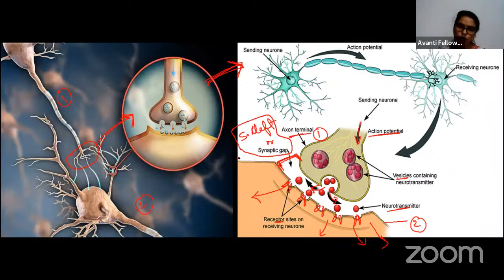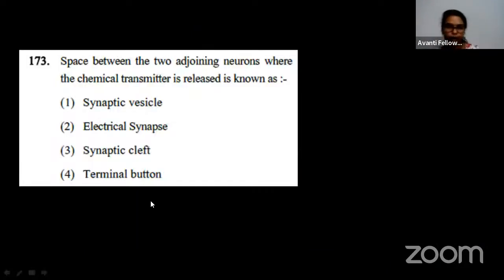So this is what you need to remember. This is what they have asked. Okay. तो यही पूछा गया है यहाँ पे. So the question is space between two adjoining neurons where the chemical transmitter is released. Not a vesicle तो नहीं, देखो ऐसा था ना vesicle उसके अंदर neurotransmitter. This is not the thing. Electrical impulse means what? It is action potential.